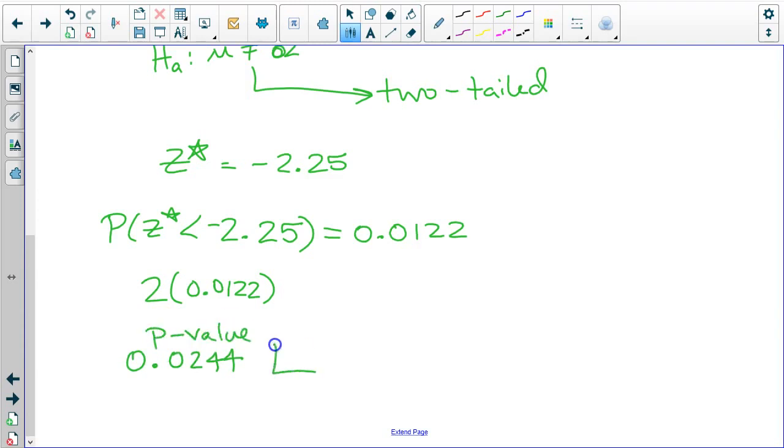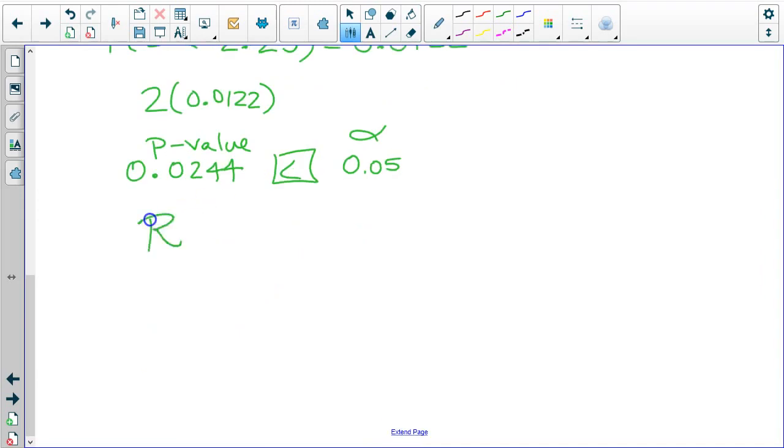And I compare that to alpha of 0.05. And it's less, so we reject the null. Just put reject H sub O. Do not write the word the in there. Please no. Just reject the null. You write null? That's fine.